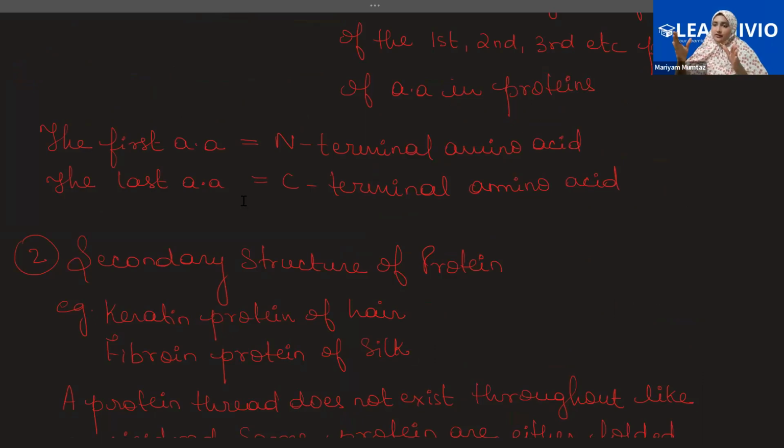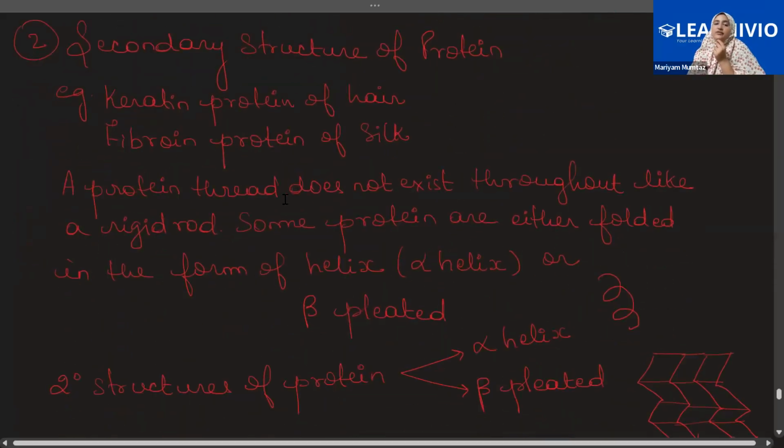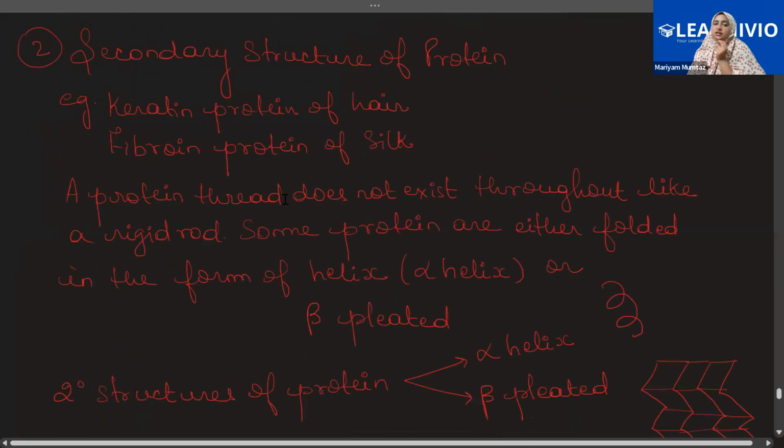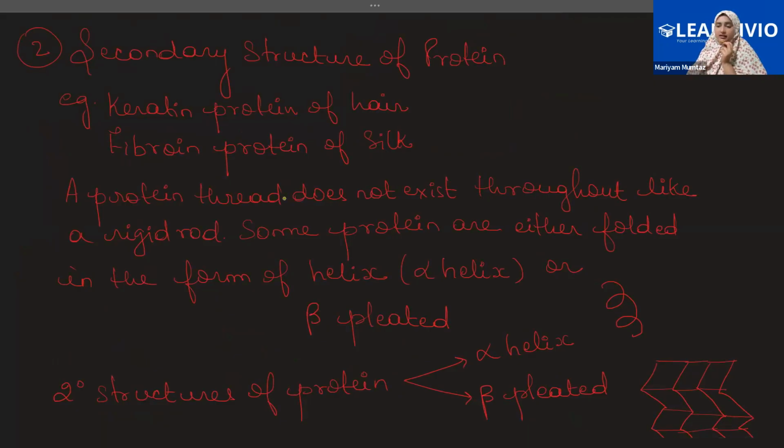It will be coming at the end of the linear structure, that will be the C-terminal amino acid. N refers to the nitrogen part, and C refers to the carboxylic, the carbon part. Then comes the secondary structure of protein. For example, keratin, the keratin of our hair. Our hair is made up of keratin protein. And then there is fibroin, protein of the silk. So these two are the proteins and these are the secondary structures.